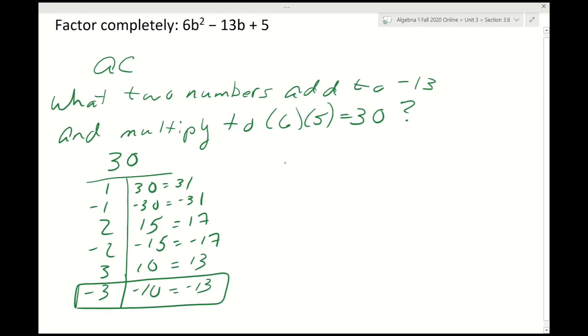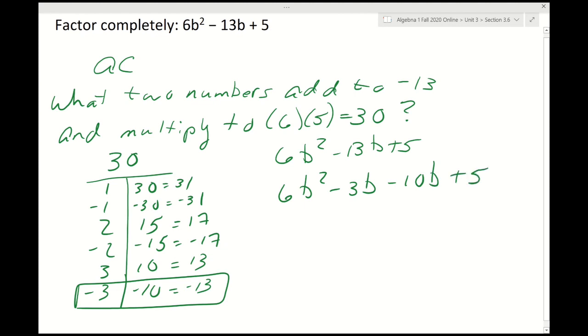So we can write 6b squared minus 13b plus 5 as 6b squared minus 3b minus 10b plus 5. Now, if you do this and you don't see something you can factor out, you can switch the order of these two terms in the middle, the ones we just broke this into.